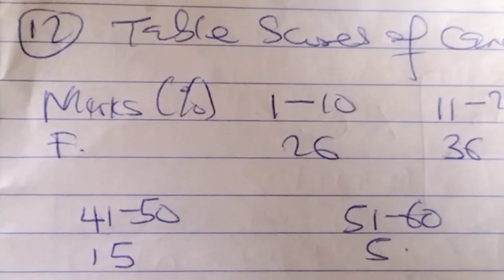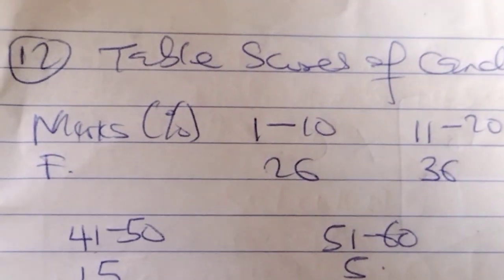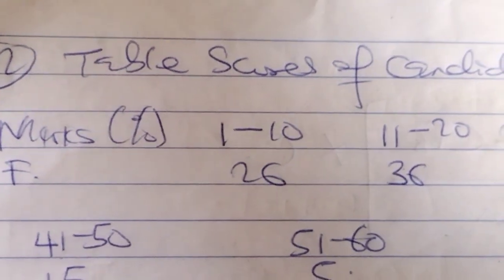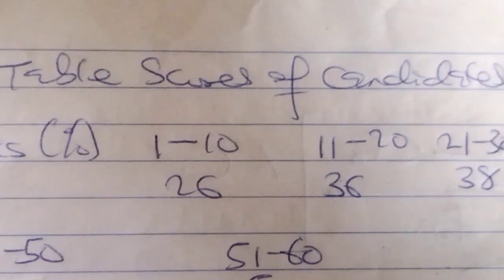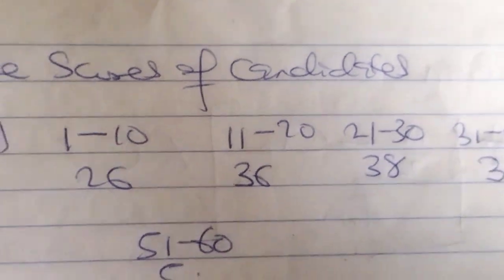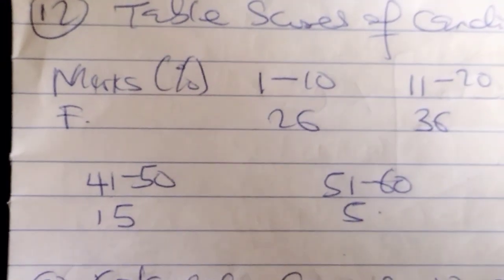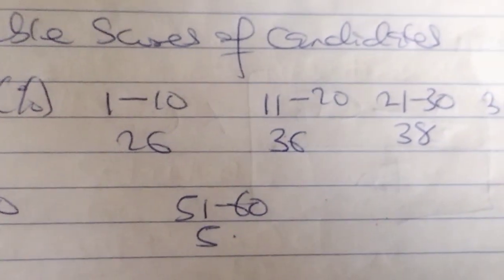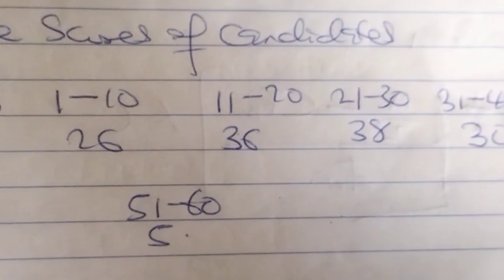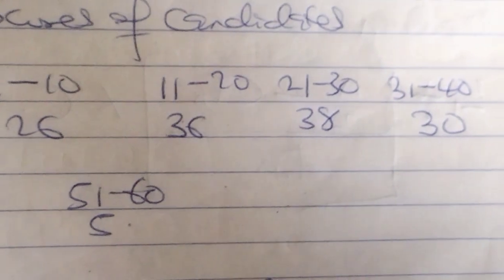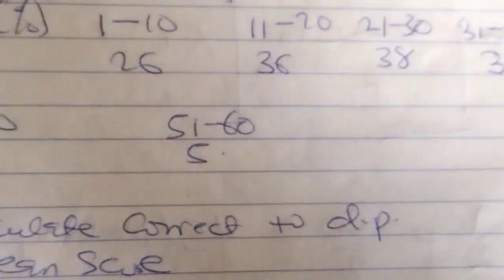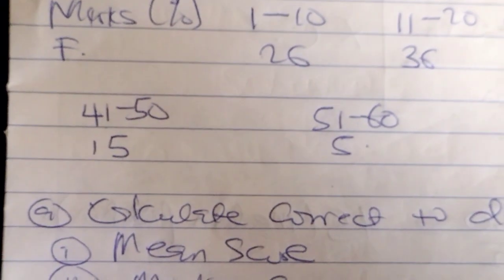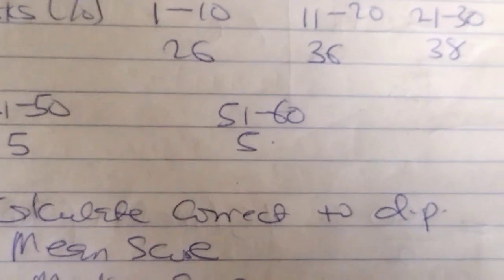We'll now go to the fifth question on section part 2, number 12. We have the table of scores of candidates given to us there. Mark in percentage and frequency: 1 to 10, frequency is 26. 11 to 20, frequency is 36. 21 to 30, 38. 31 to 40, frequency is 30. And then 41 to 50, frequency is 15. And 51 to 60, frequency is 5.